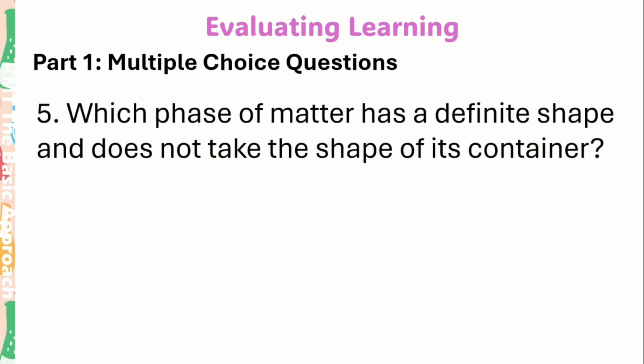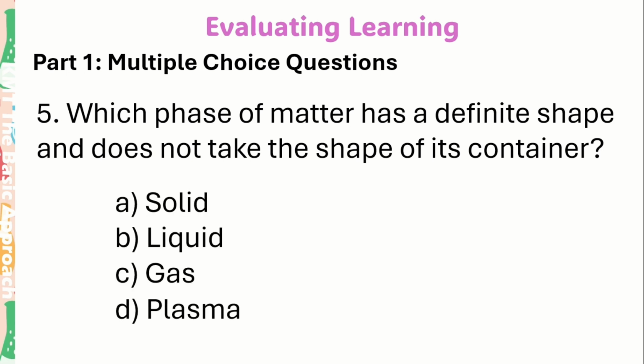Number 5. Which phase of matter has a definite shape and does not take the shape of its container? A. Solid. B. Liquid. C. Gas. D. Plasma. What is the correct answer? Good job! The correct answer is letter A. Solid.